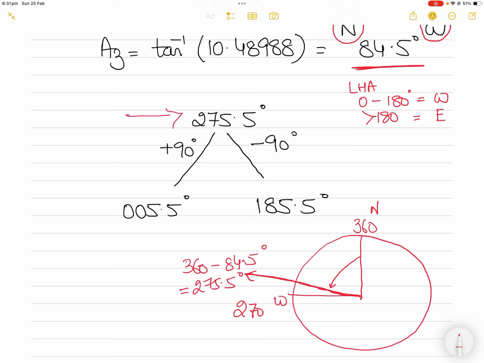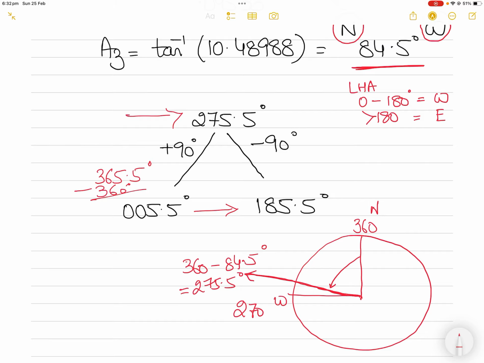Now, how do you find your position line? Just add 90 and minus 90. So if you add 90 to 275.5, what do you get? You get 365.5, but nothing can be more than 360. So you will subtract it from 360 degrees and you get 005.5 degrees. And if you subtract 90, you get 185.5. So your position line will be in the orientation of 005.5 degrees to 185.5. Or if you have been rounding off everything, you can round it off to 275 or 276. And then you will have 005 to 185 or 006 to 186.